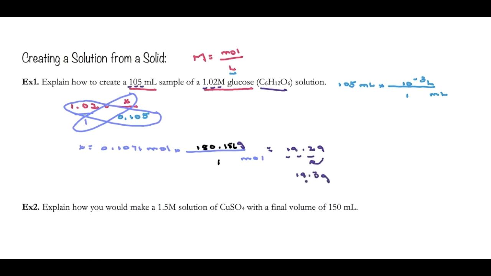Okay, but this isn't the answer because it says explain how to create this. So what you're going to have to do is weigh your 19.3 grams of glucose on a scale. Okay, and then you're going to add it to a container such as a graduated cylinder, and then add enough water to get a final volume of 105 milliliters.